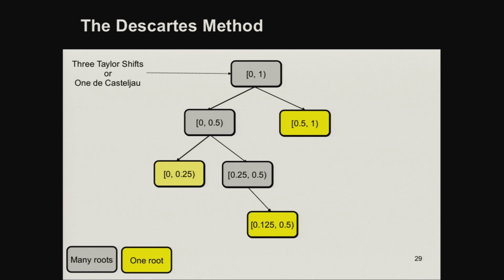When we're processing this recursion tree, the nodes require 3 Taylor shifts or 1 de Casteljau algorithm. It doesn't really matter what they are in the context of this talk. It just matters that they're basically all of the computing cost of doing this. And so people typically implement this in GMP.